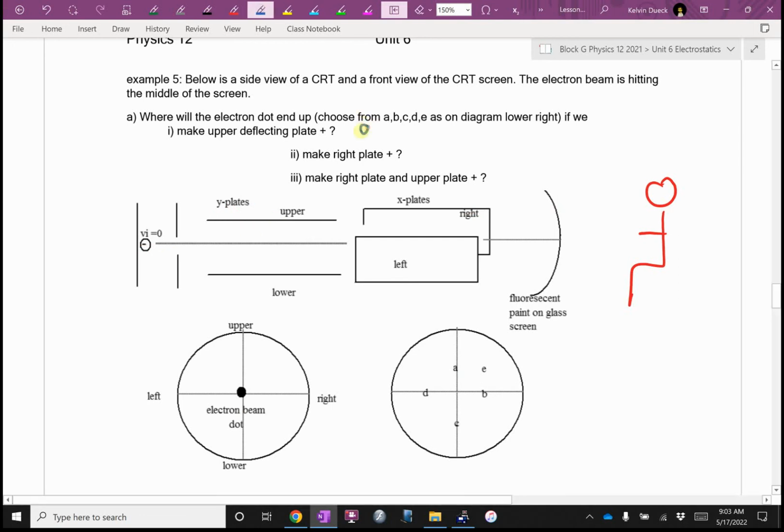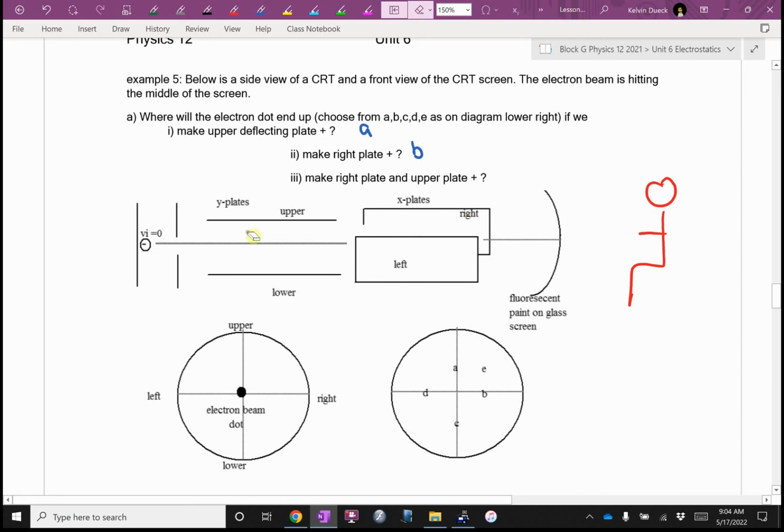Make sense? What if we make the right plate, so back to 0, so we're hitting dead center. What if we make the right plate positive? Will the electron hit location A, B, C, D, or E if you're sitting in that chair looking at the screen? I think if we make this plate positive, the electron's going to get bent that way. Yes? From our viewpoint. So I think it's going to hit B. You've got to imagine where you're sitting, right?